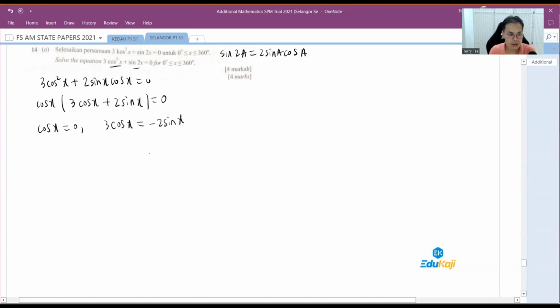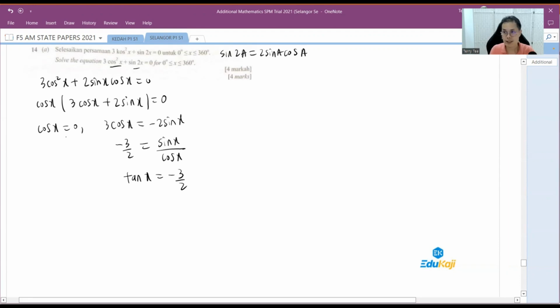Now, we know sine divided by cos will give us tangent. So we bring this cos down. Minus 3 over 2 is sine divided by cos. So this is tangent x. So what we need to do is to solve these two, right?